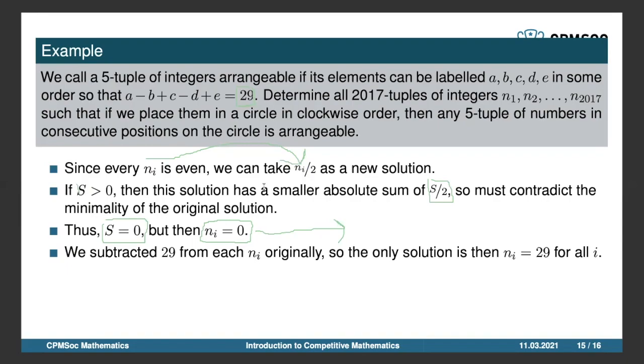And we can check this works because if you have 5 adjacent numbers in the circle, if you do 29 minus 29 plus 29 minus 29 plus 29, you'll get 29 all the time. So if you have a circle with all 29s, this is a valid circle of integers. And using our proof by contradiction, we've shown that the only solution is when all the n's are 29. So that concludes the proof.